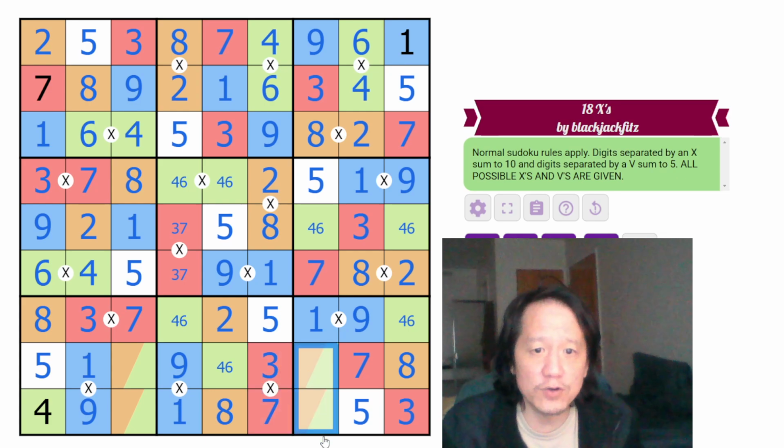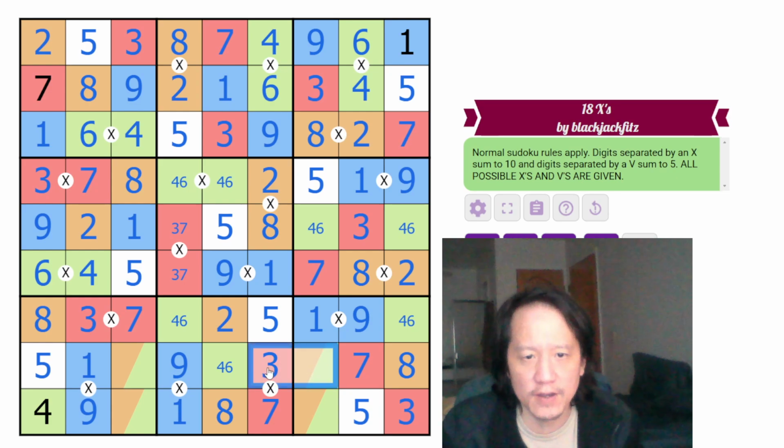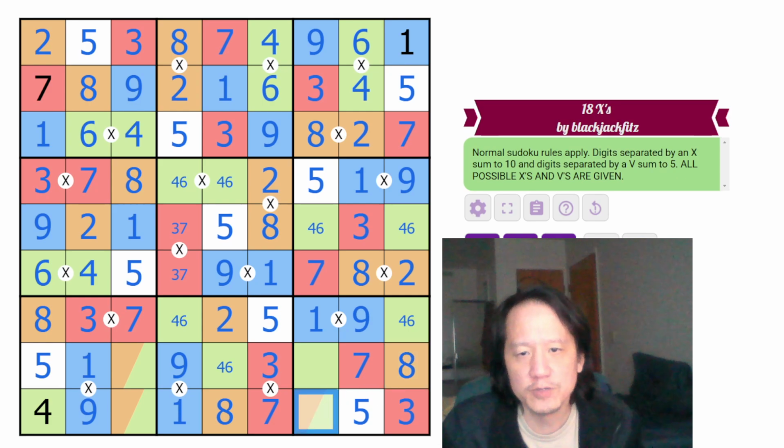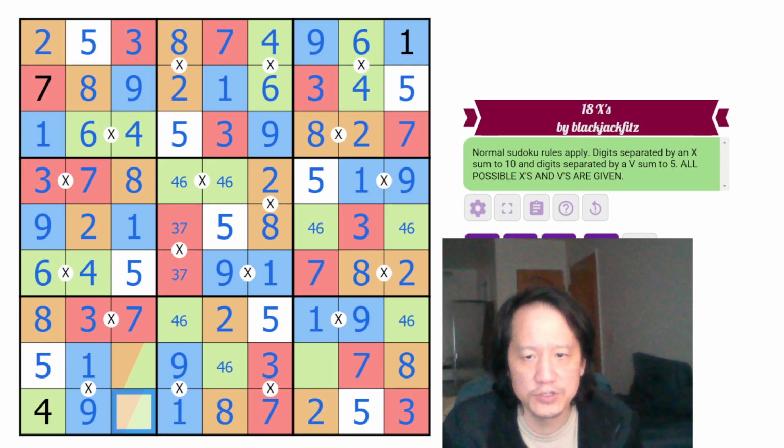Now, if this were the orange, it would have to be a 2. And therefore, it'd be next to a 3. But again, we can't have 2 adjacent digits adding up to 5. Therefore, this cannot be the orange. It has to be the green, which means this can't be green. This has to be orange. So this is the 2 here. This can't be orange because we have 2 oranges in that row. This can't be green then. So this is orange. So therefore, this is the 2. And this has to be 6.